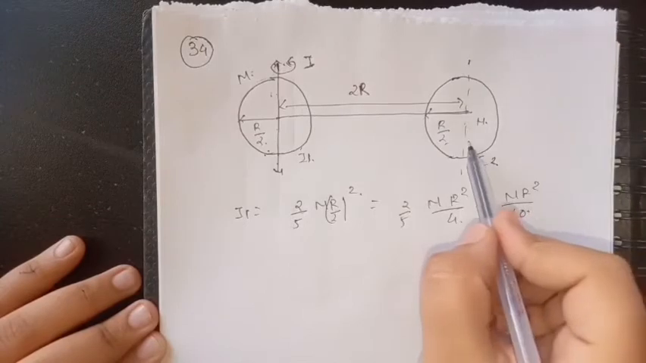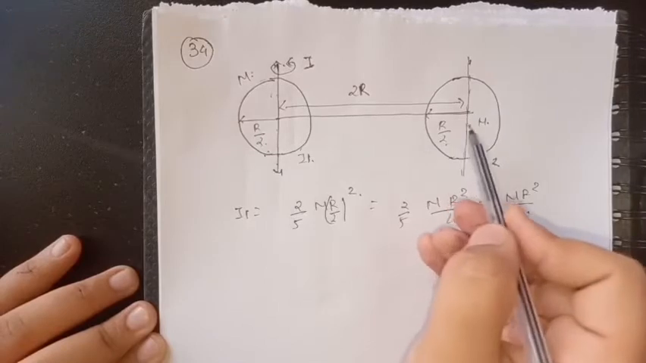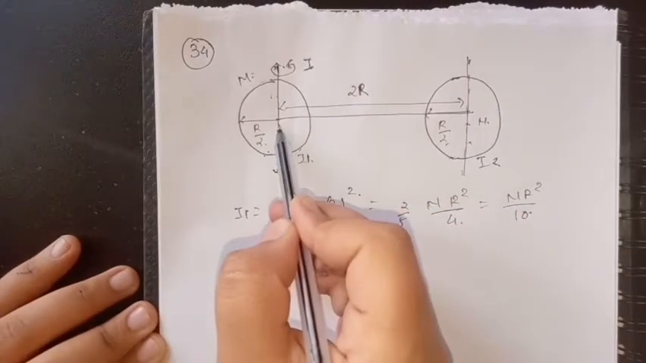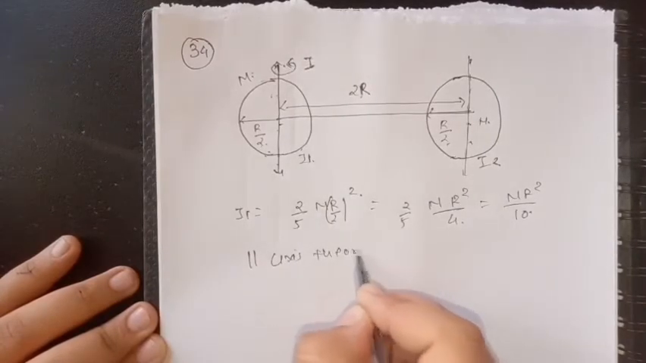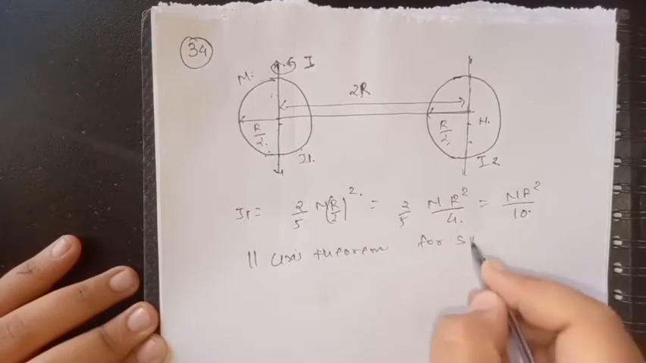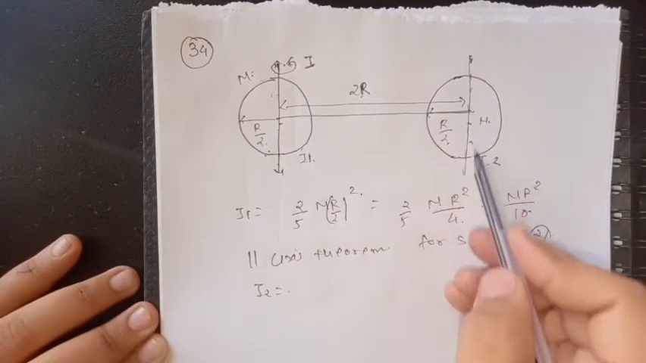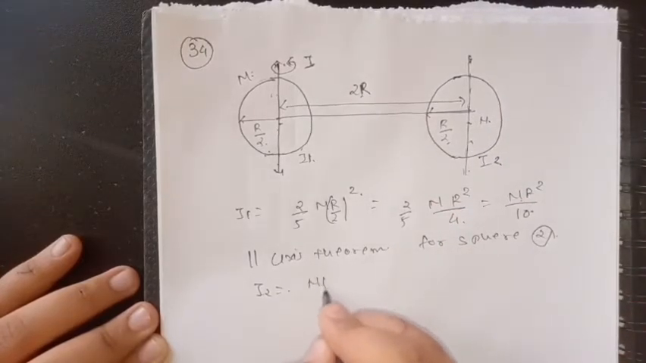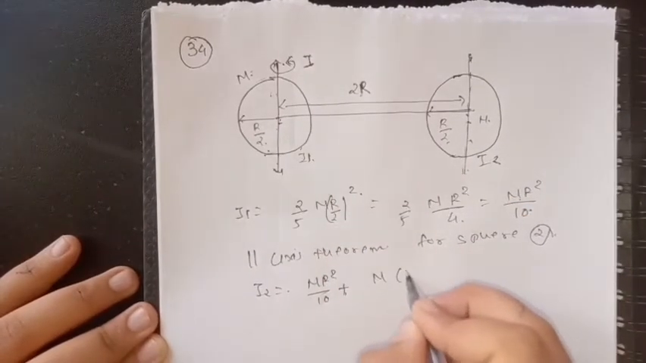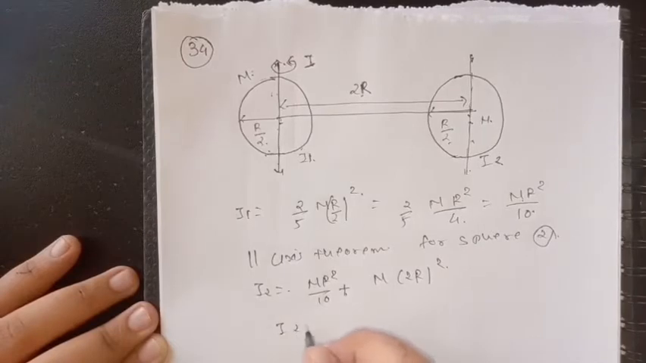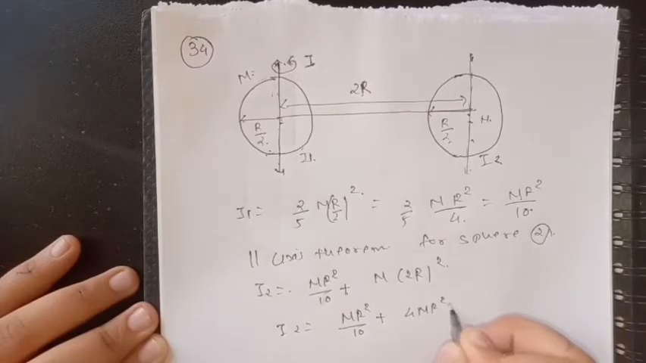Now to find the moment of inertia of the second sphere, we know the moment of inertia about this axis, then we have to shift it parallelly by distance 2r. So we will use the parallel axis theorem for sphere 2. So I2, the moment of inertia about this axis, will be the same mr square by 10 plus shifted by distance 2r, that will be m 2r whole square. So I2 will be mr square by 10 plus 4 mr square.